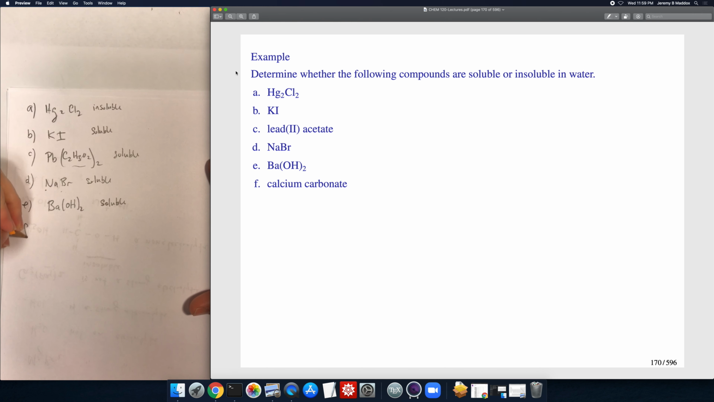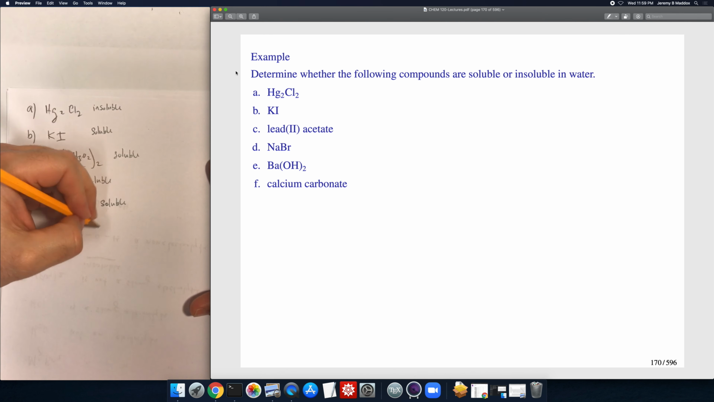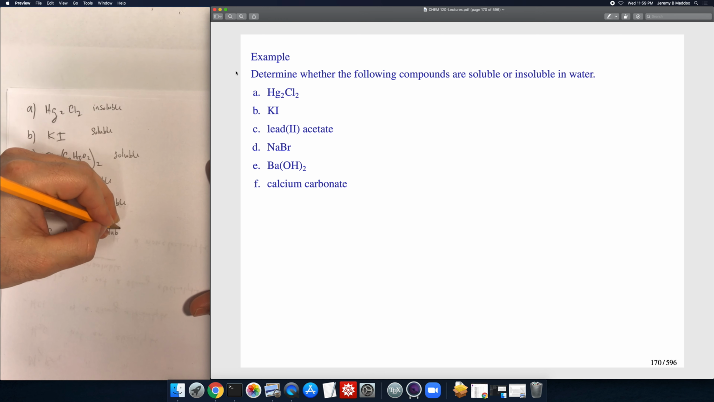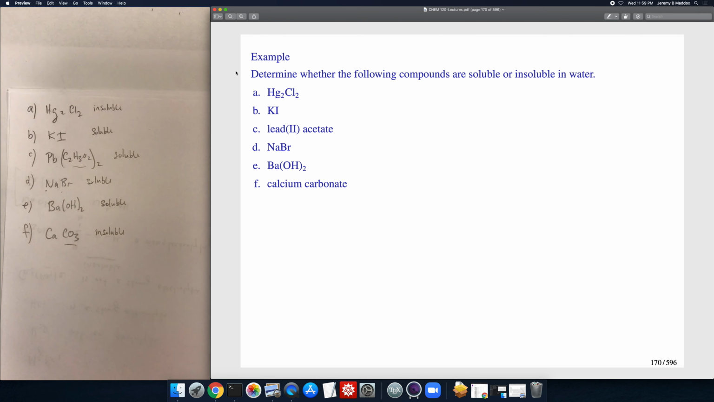Part F, calcium carbonate, which is limestone. It's also what chalk is made out of, and essentially seashells as well. Seashells don't dissolve in water. Carbonates are insoluble. Now, calcium carbonate does dissolve in water, as you know if you live around here in cave country with our hard water. However, generally speaking, calcium carbonate is not very soluble. So we would consider that to be an insoluble substance.